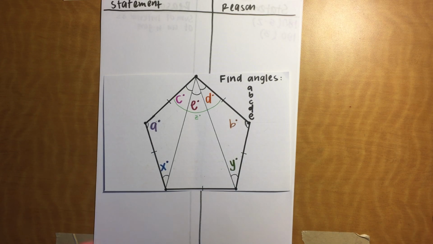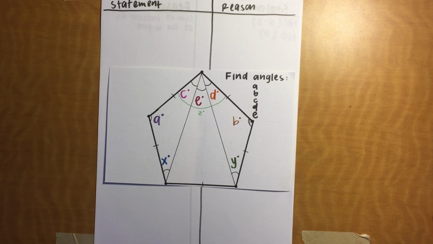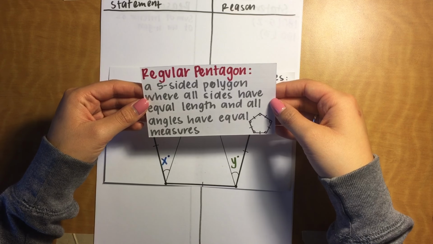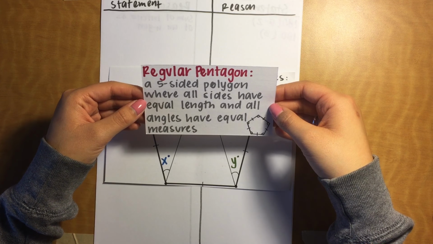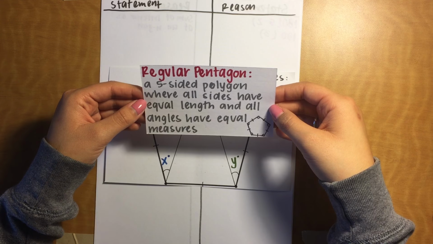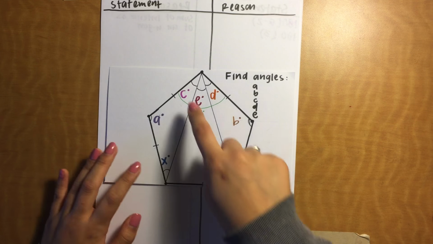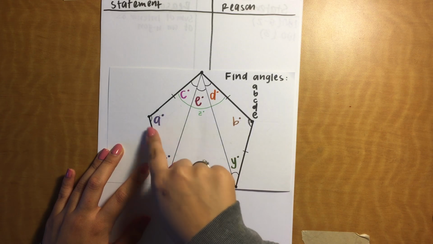So today we're going to find the angles A, B, C, D, and E. And we know that this is a regular pentagon. A regular pentagon means that it is a five-sided polygon where all sides have equal length and all angles have equal measures. So since it's a regular pentagon, we know that all five of these angles are going to be equivalent.